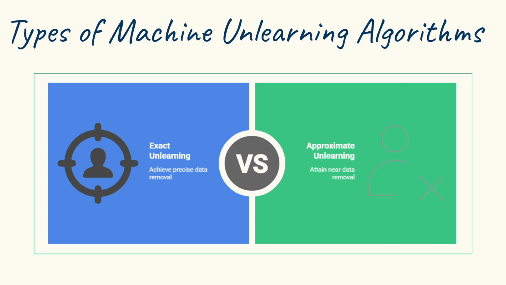This becomes especially important when dealing with legal rights, like the GDPR's right to be forgotten, or when users revoke consent. In such cases, it's not enough just to delete data from the storage. We also need to make sure the model no longer reflects anything it learned from the data. But how do we actually do that? That's where the distinction between exact and approximate unlearning comes in.